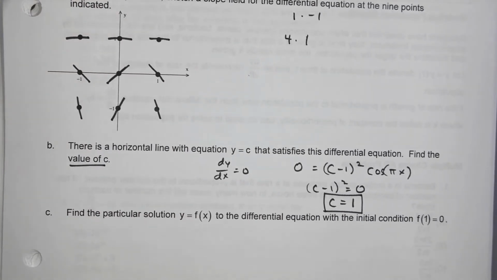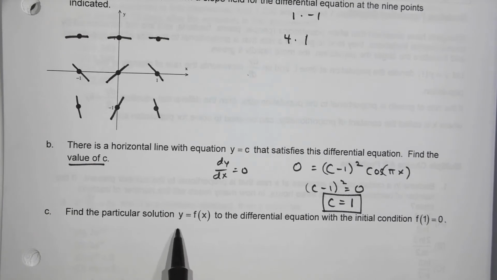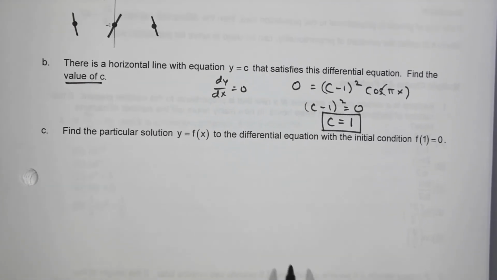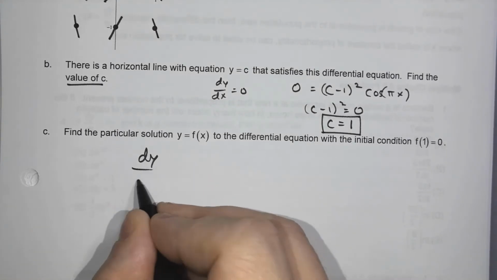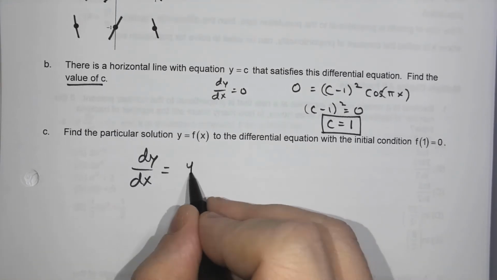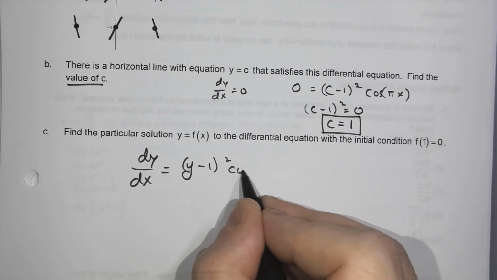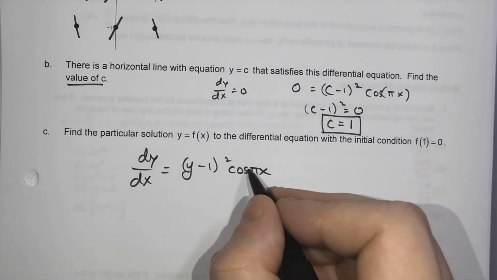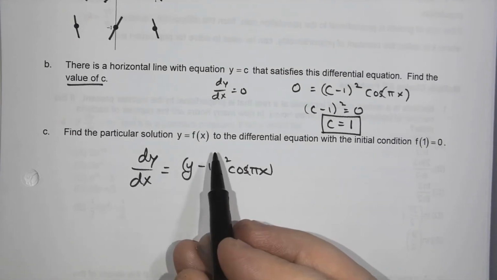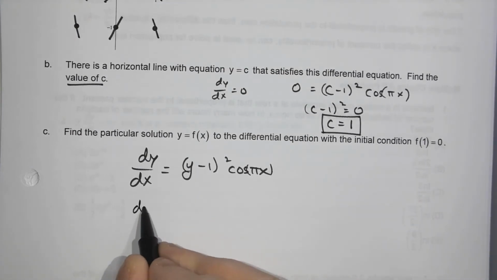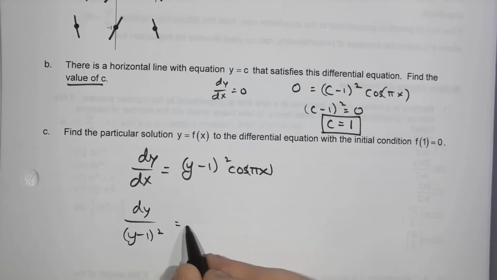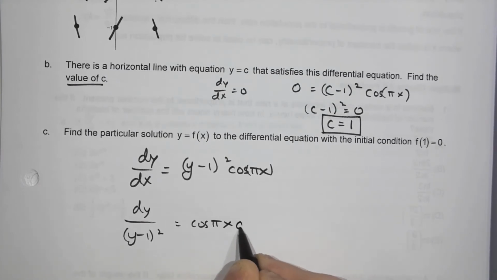Okay, finally, it wants us to find the particular solution y equals f of x to a differential equation with an initial condition of f of 1 equals 0. So let me rewrite the differential equation, dy dx equals y minus 1 squared cosine pi x. So when we want to find the particular solution, let's separate the variables. Dy over y minus 1 squared equals cosine pi x dx.